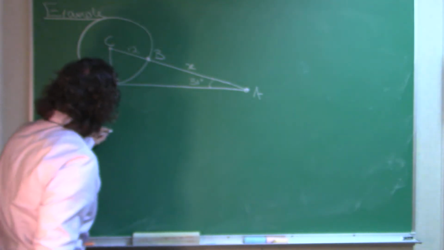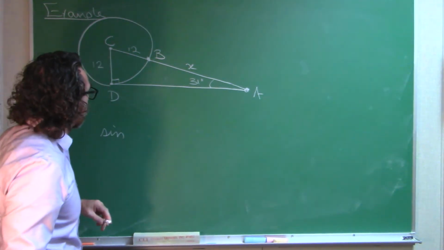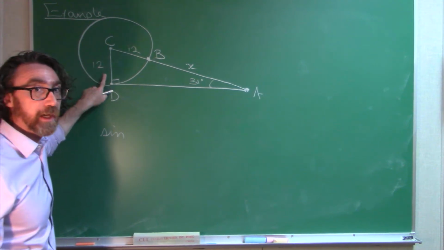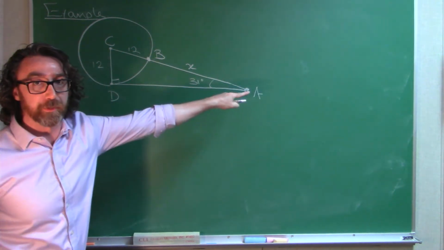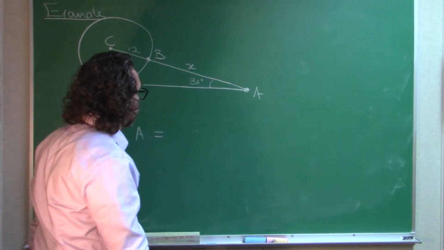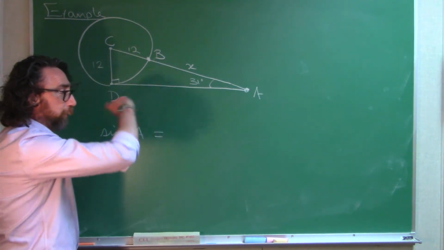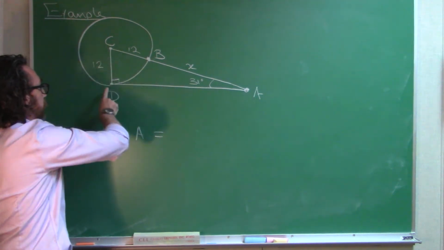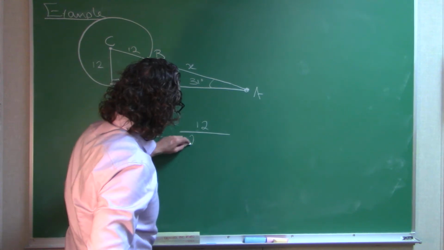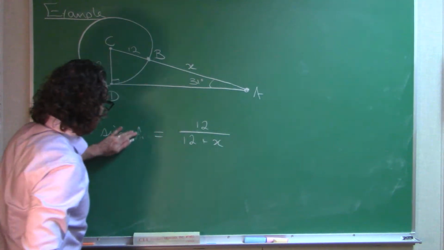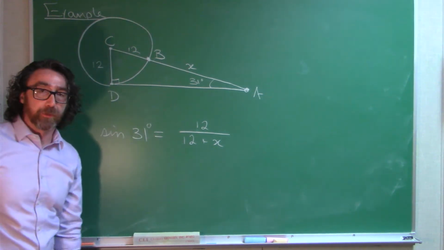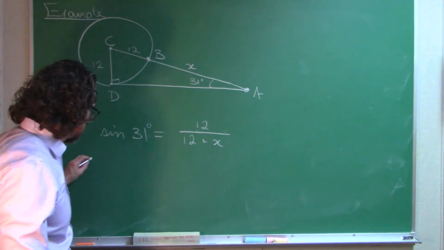Okay, so I know that, I used sine a lot last time, I'm going to use sine again because I have the opposite, and I want to say something about the hypotenuse. So sine of angle A would be opposite over hypotenuse. So it's this side length right here over 12 plus x. And in fact, I can say even more. They tell me that angle A is 31 degrees. So now I need to solve for x.